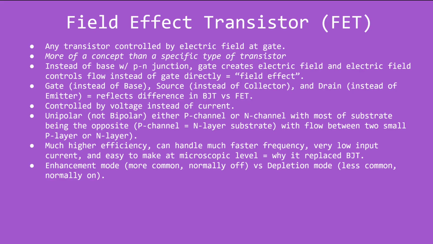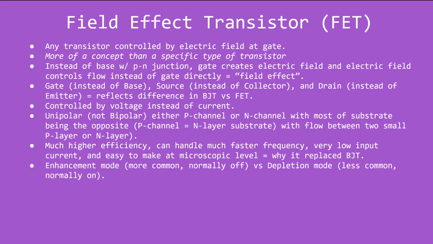It's unipolar, not bipolar, so it's P channel or N channel, with most of the substrate being the opposite. So if you've got a P channel, the substrate that takes up most of it is going to be N layer with a flow between two small P layers. Again, if it's an N channel, that flow between those two little pieces is going to be an N layer. It's much more efficient. It can handle switching much faster, orders of magnitude, very low input current, and easy to make at a very microscopic level, which is why it replaced BJTs.